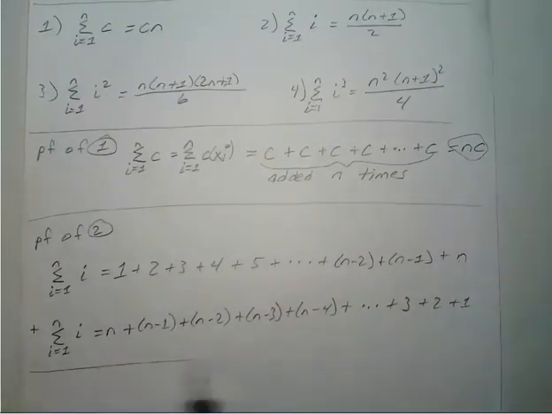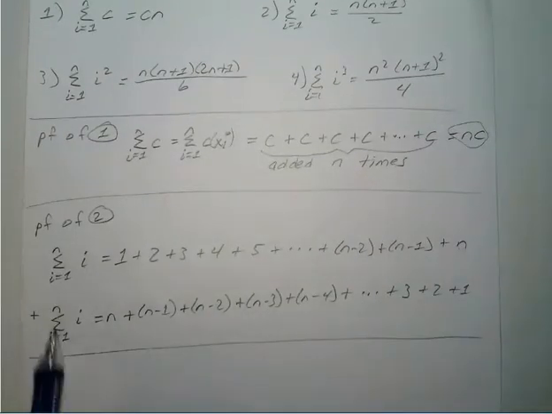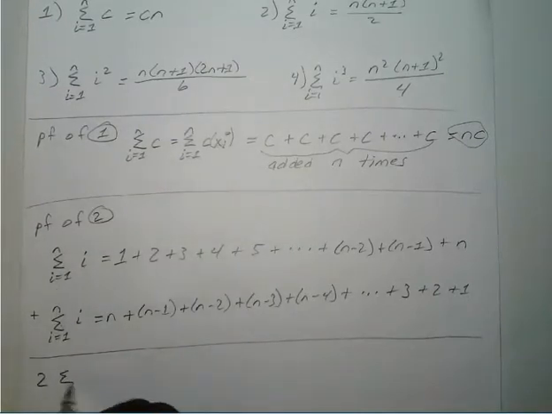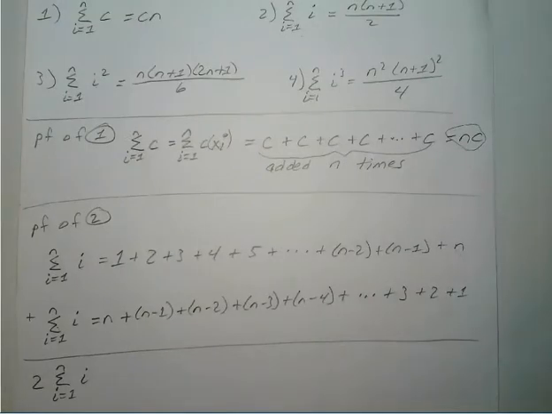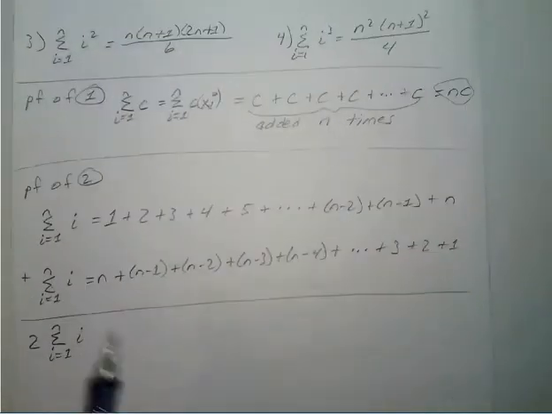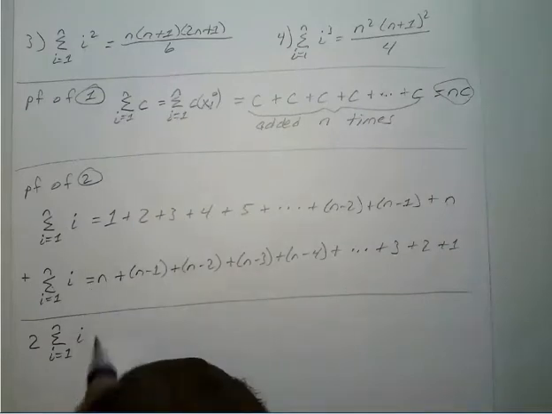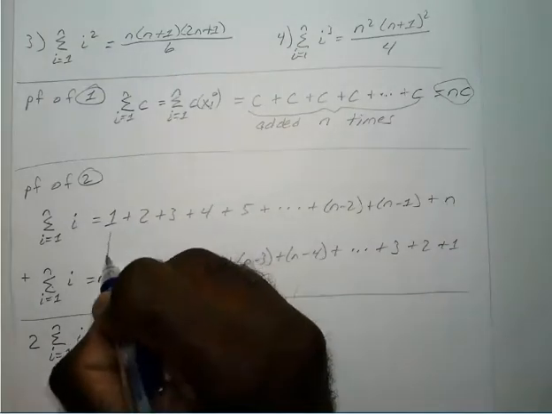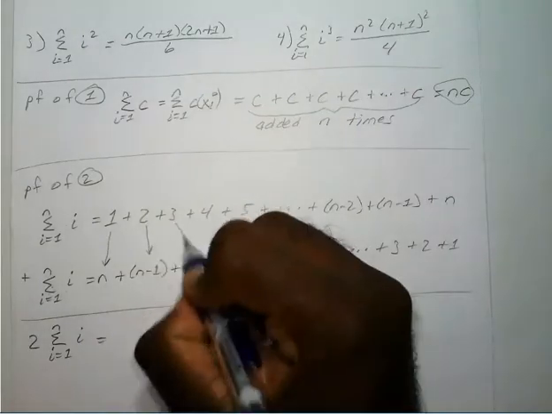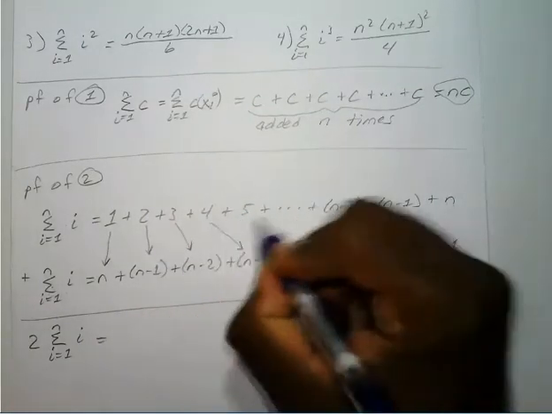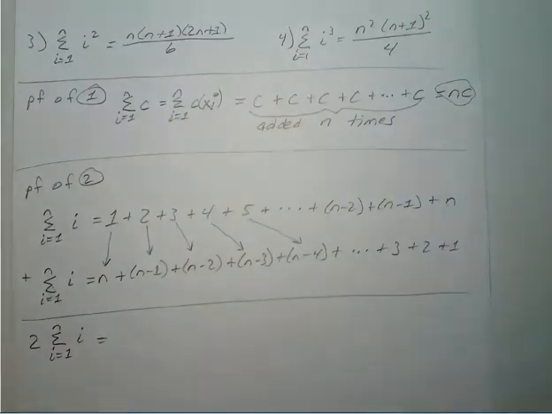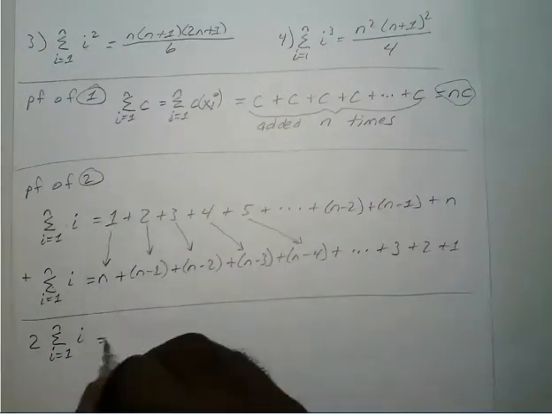Okay, so if we add these two together, once we add our two summations, it's just like adding x plus x is going to be 2x. So this is just 2 times the sum from i equals 1 to n of i. Okay, so we just added these two together. Now we add the terms on the right side of the equal sign. Okay, so if you line these up, you get 1 plus n, or n plus 1.